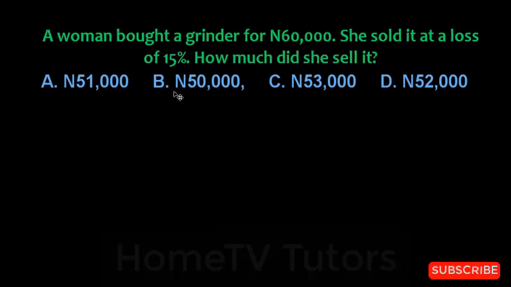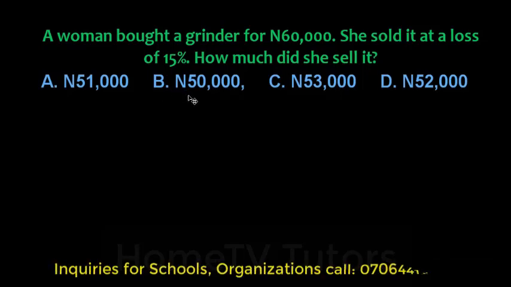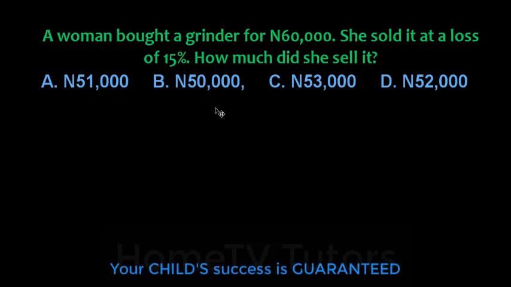A woman bought a grinder for 60,000 naira. She sold it at a loss of 15%. How much did she sell it? These are the answer options A, B, C, and D. This is a JAMB question. You have to be fast with it.